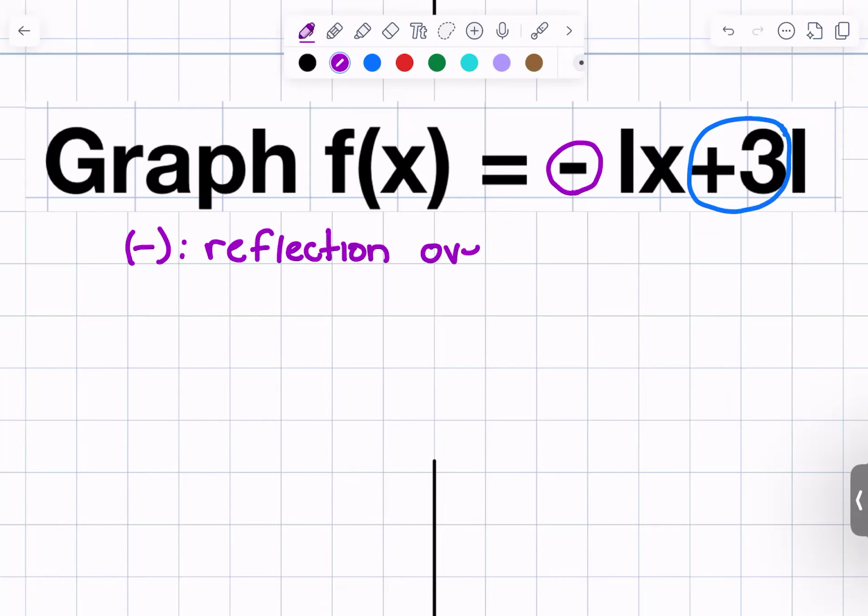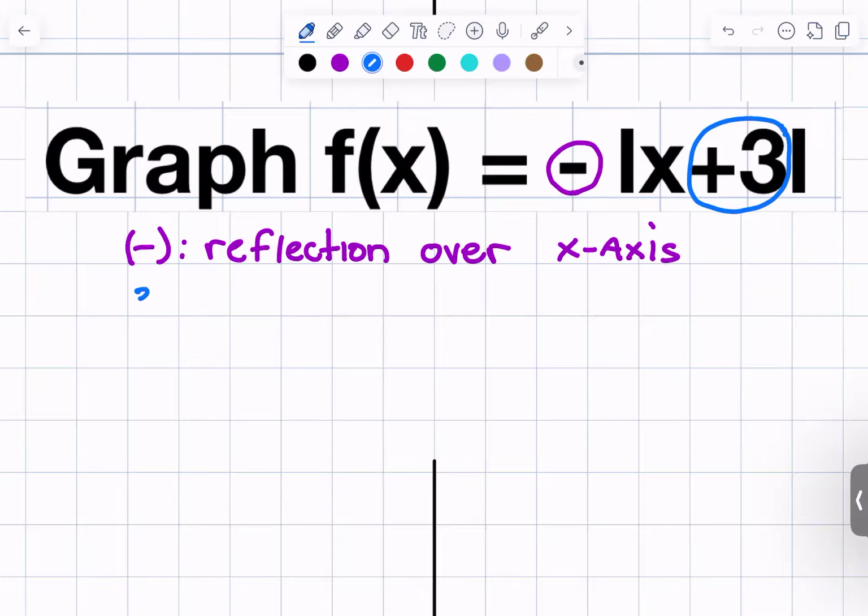Okay? And if it's a vertical reflection, it changes my y values. And the only two reflections that we can do is over the x-axis or over the y-axis. Okay? So vertical means it's going to change my y values, and a reflection over my x-axis causes my y values to change. Okay?